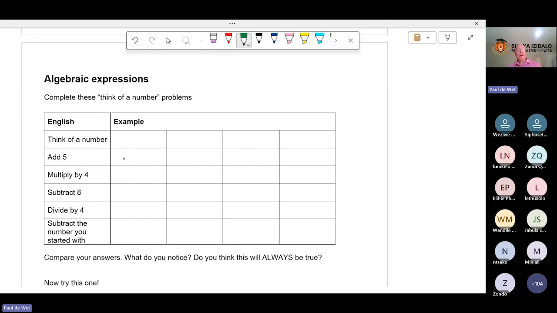Okay. Then I want you to add 5. Then I want you to multiply your answer by 4. Then I want you to subtract 8. Then I want you to divide by 4. And then I want you to subtract the number you started with. And I want you to do a couple of examples.